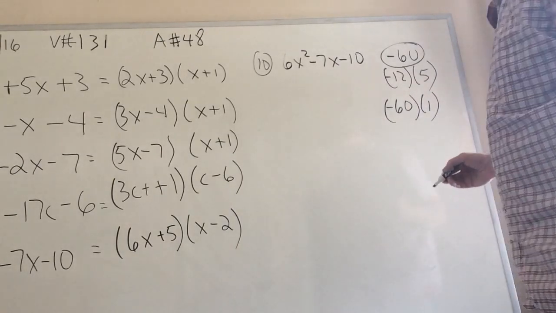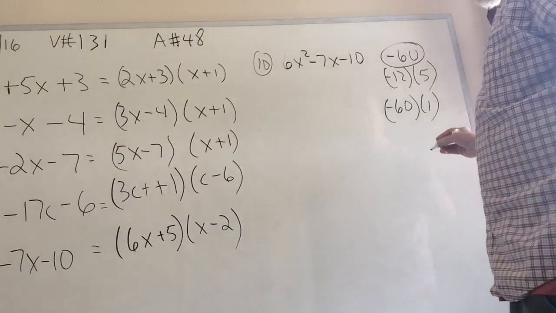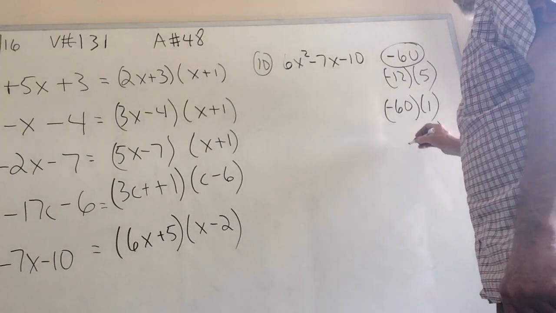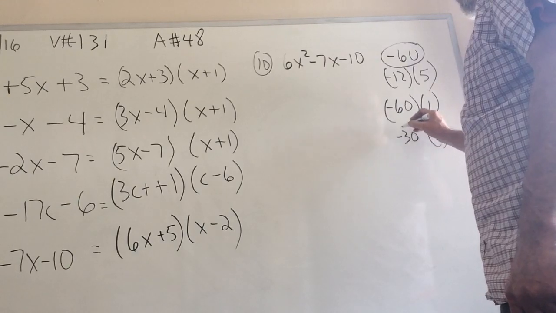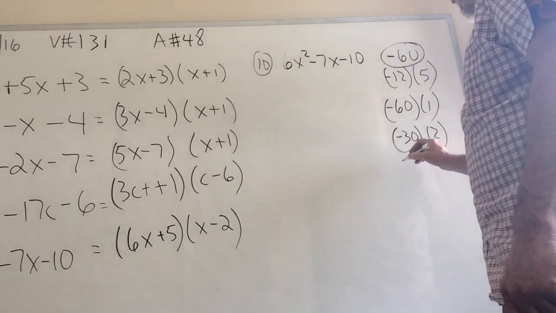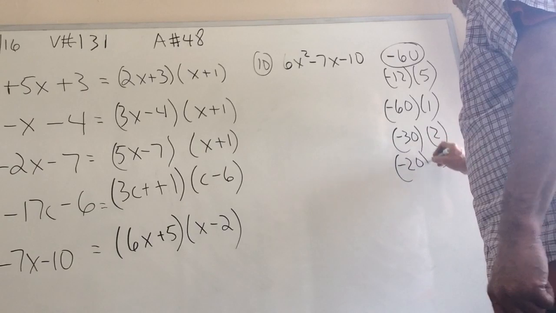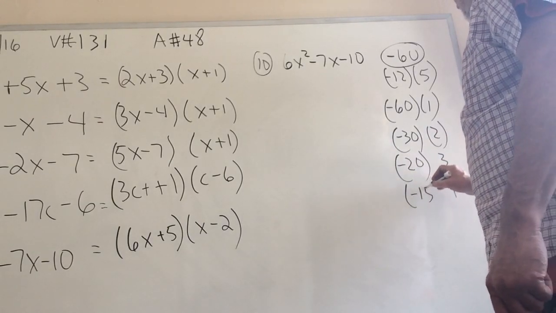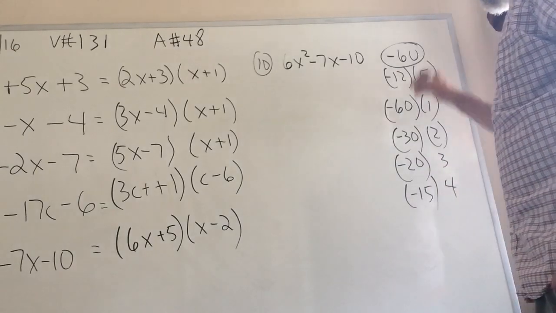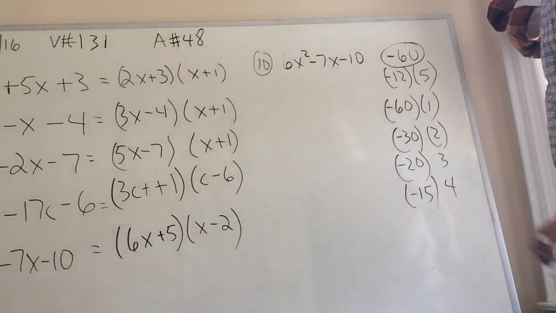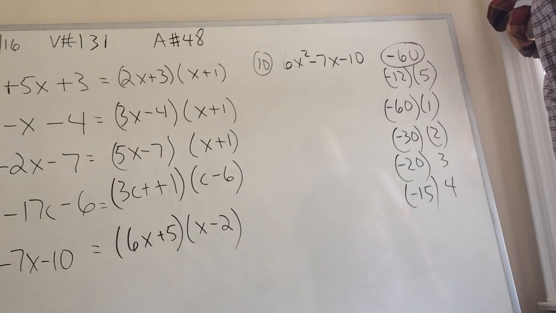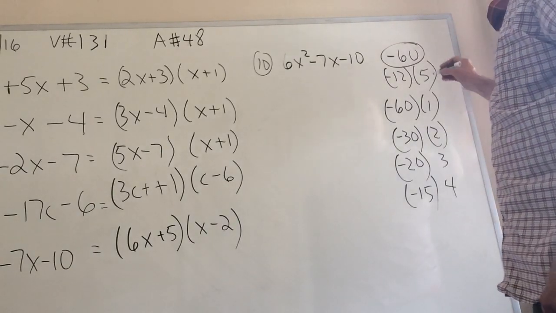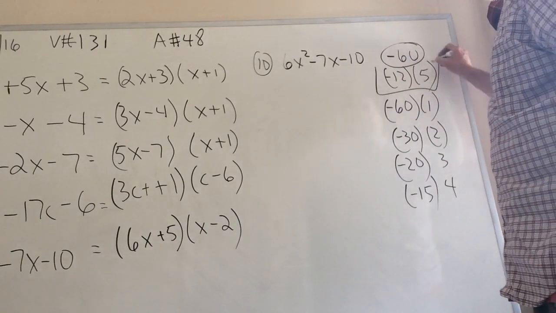So here, since I'm taking the time to go over a problem, there's 2, and that would be negative 30. Then I go up to 3, and that's negative 20. And then I go up to 4, and that's negative 15. So you see, 60 has a lot of things. These are the only factors here so far that equal negative 60, the dual factors.